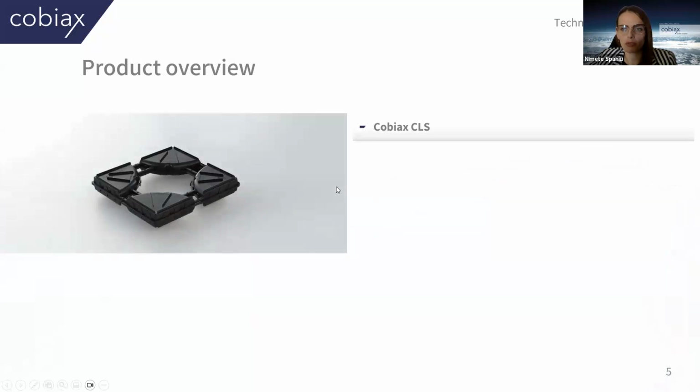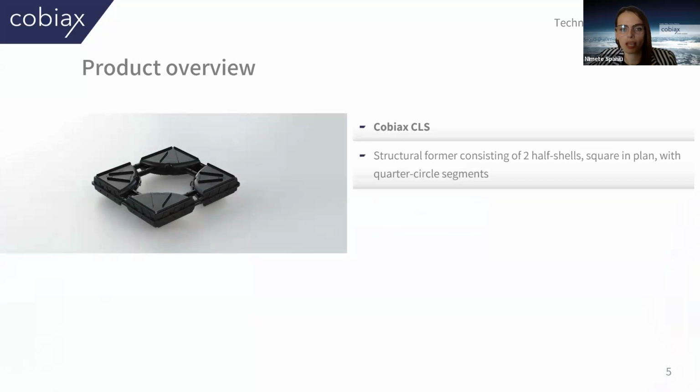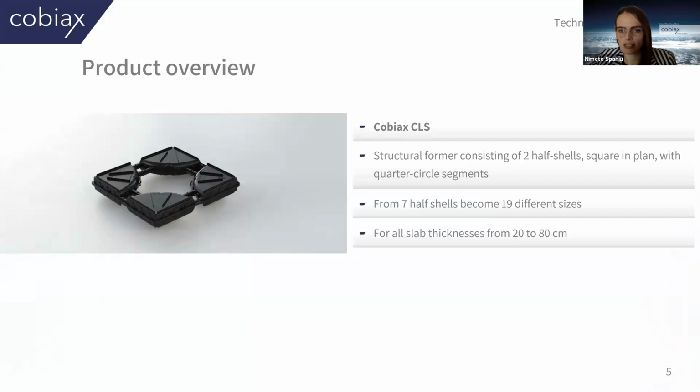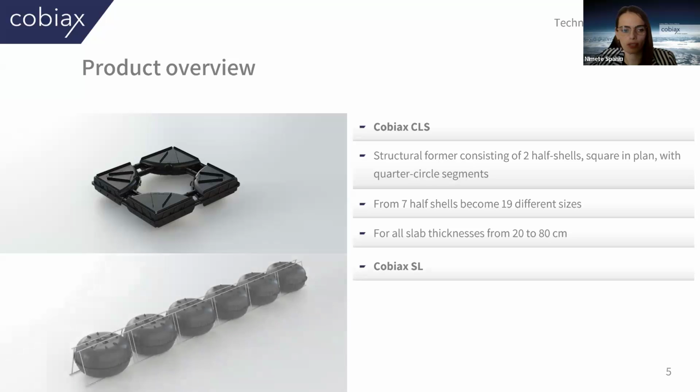Here is a product overview. There are 2 types of product available for Cobiax. This is the Cobiax CLS. Cobiax CLS is the most innovative product. As you see in the photo, the Cobiax consists of 2 half shells, square in the plan. In total, we have 7 different half shells of the Cobiax CLS. And we use Cobiax CLS for slab thicknesses from 20 to 80 centimeters.